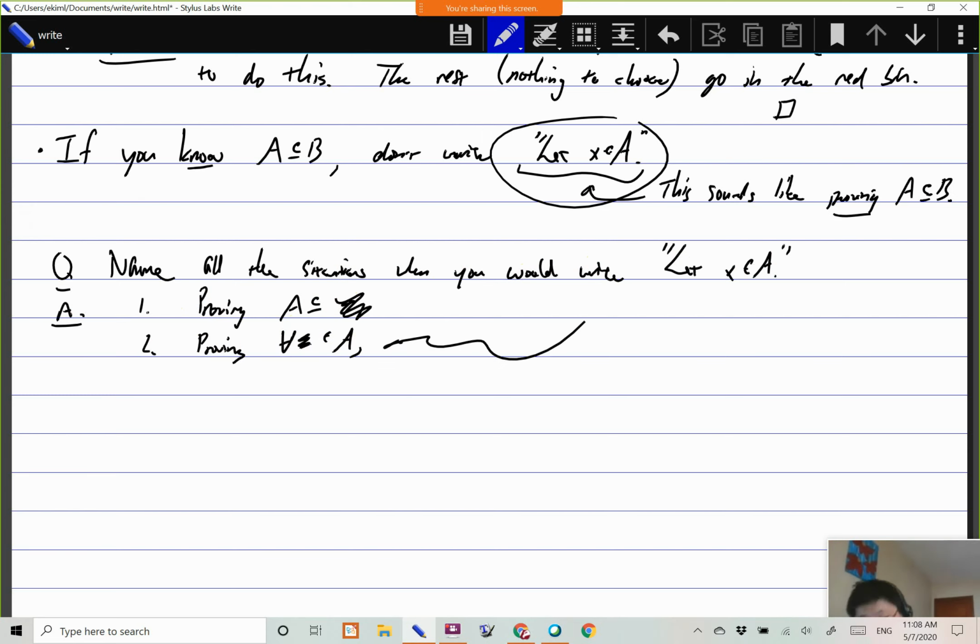A third situation I could think of, now we're really digging in, is if you're proving an if-then. It looks like this: if X is in A, then something. To prove an if-then, typically you assume the if part and prove the then part, at least for the direct proof.